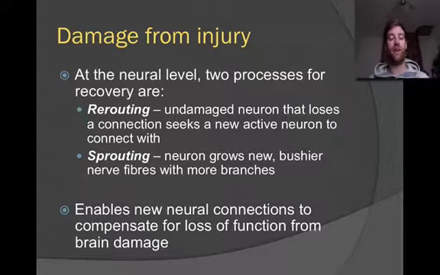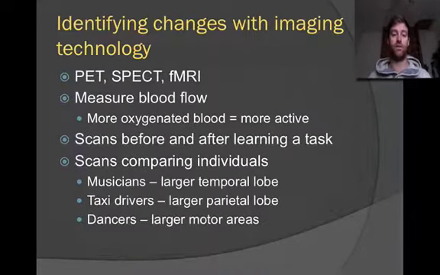So when you have damage to the brain, two processes occur. There's rerouting, which is sometimes when neurons that already exist can start to make new connections. And then there is also the sprouting, which is where neurons grow new bushier nerve fibers. That one doesn't happen as often as the rerouting one. And again here it says enables new neural connections to compensate for loss of function from brain damage.